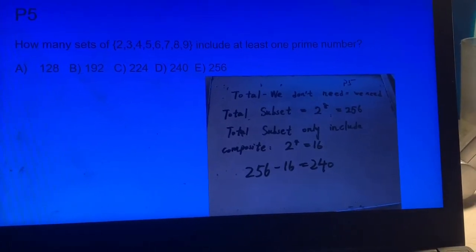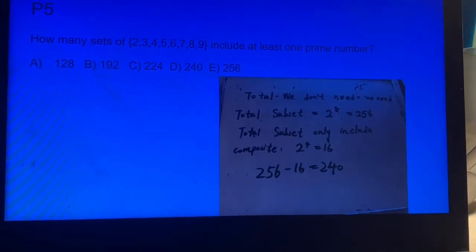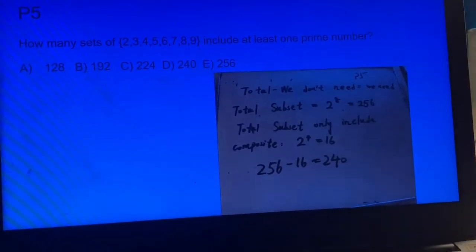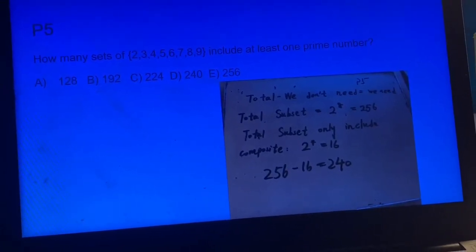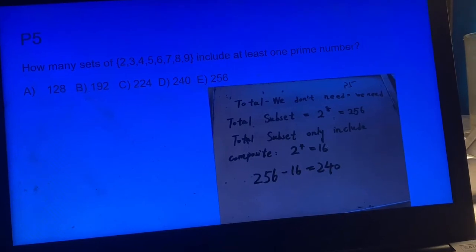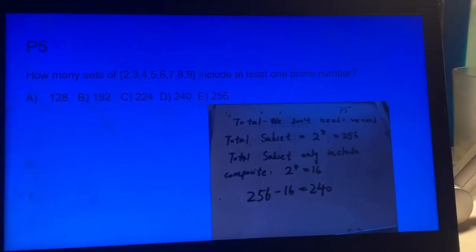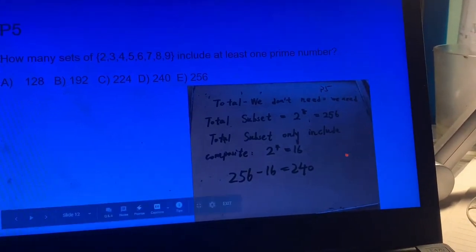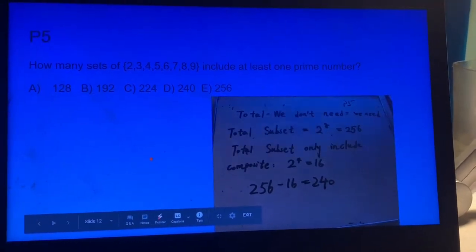And the total subsets that only include composites: we know that in this set, there are only 4 composite numbers, 4, 6, 8, and 9. So we can use the same way. We get 2 to the power of 4, which is 16. We know the total is 256, and the number we don't want is 16. Therefore, 240 is the right answer.